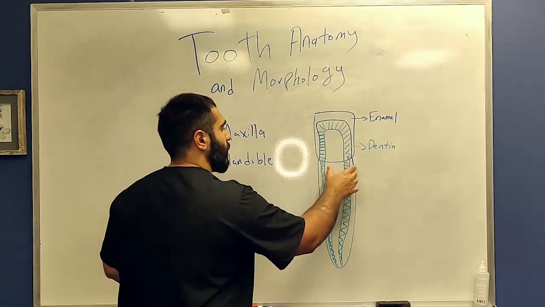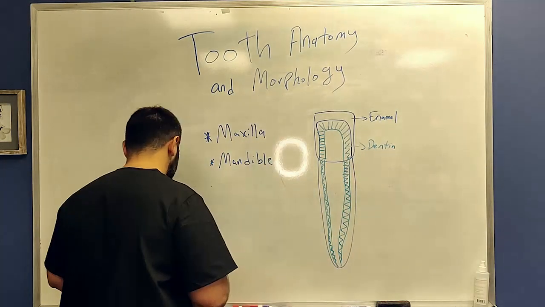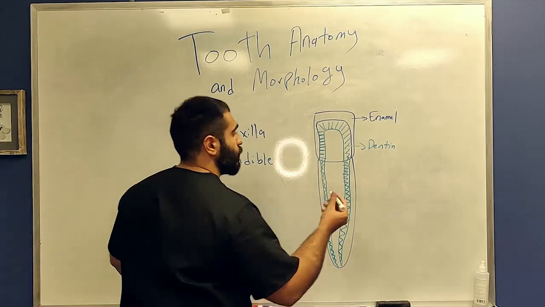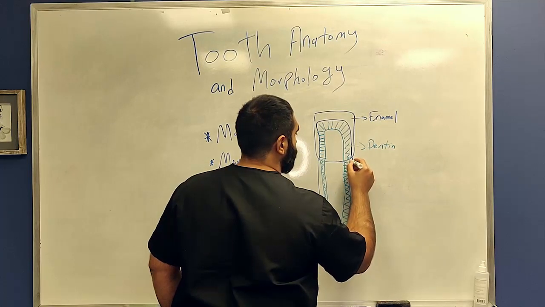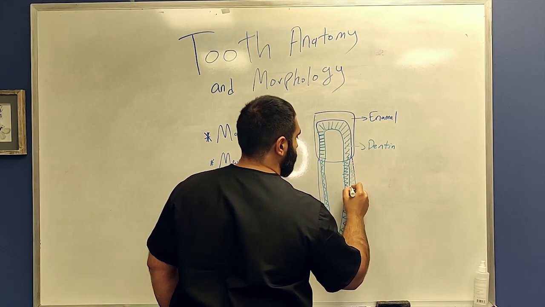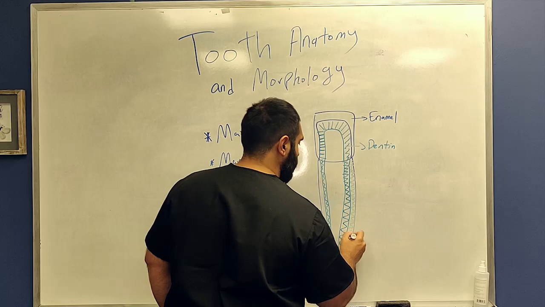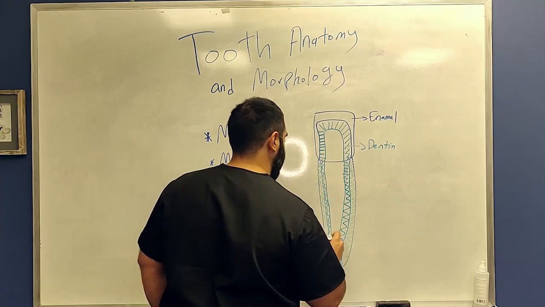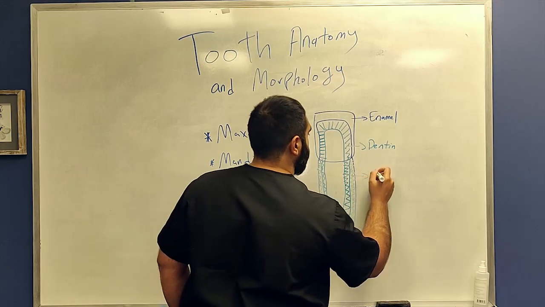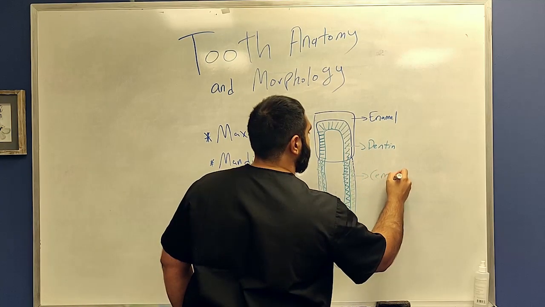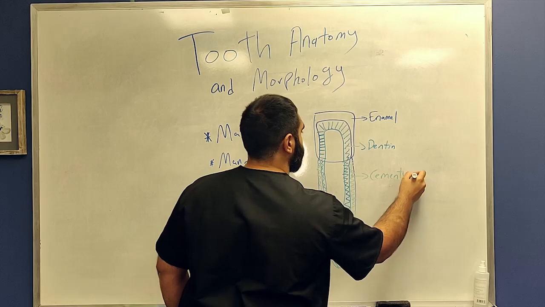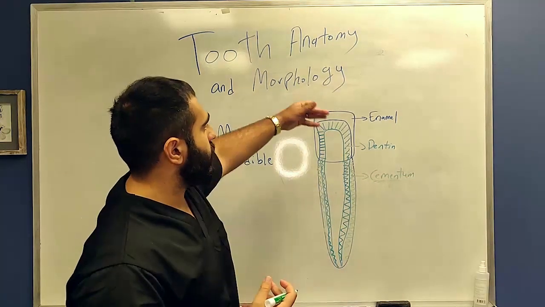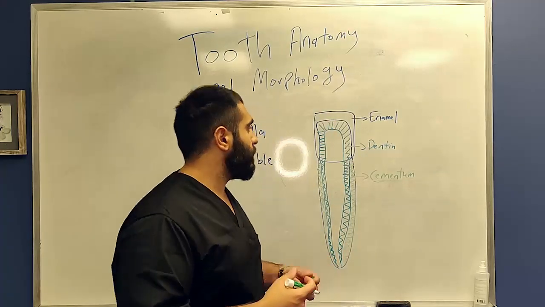Okay, we're going to talk about the outer layer of the root as well. This outer layer of the root is called the cementum. The cementum is very rough comparing to the enamel, and I'll also explain why.